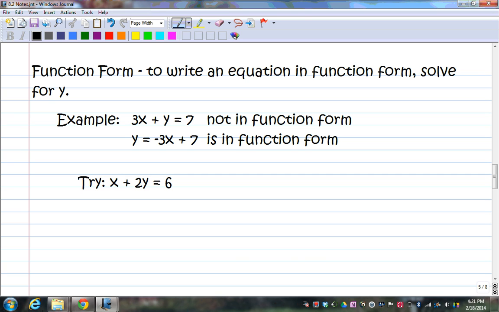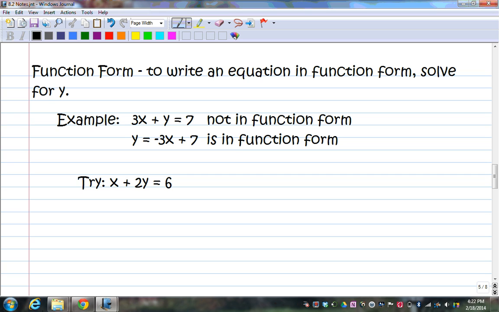Notice that in the one that's in function form, I have the x listed first. You should do that, okay? So what I have here is an equation, x plus 2y is equal to 6. What I would like you to do is I'd like you to solve for y. So go ahead and try it.